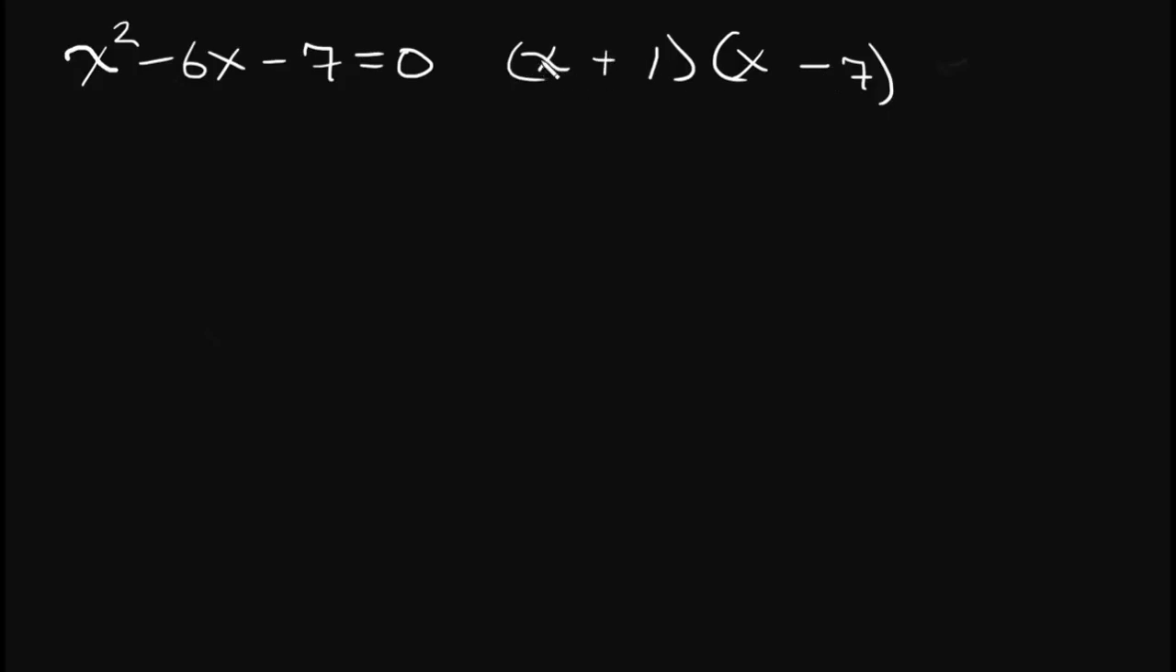And if we FOIL this, we'll see that x times x gives us the x squared. The outside ones, x times negative 7, will give us a minus 7x, plus 1x will give us a negative 6x. And lastly, the negative 1 times 7 will give us a negative 7. So this is very easy to factor the old-fashioned way. Instead, we're going to factor it in a new and very complicated way.